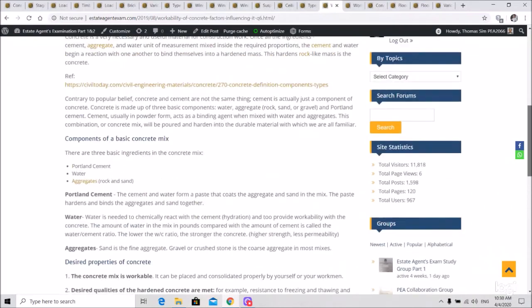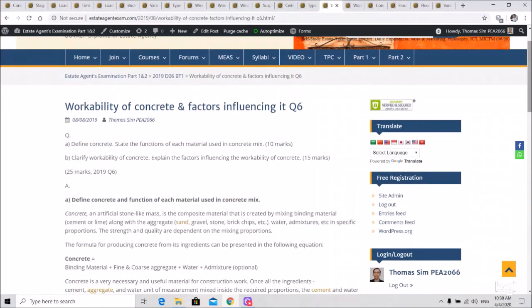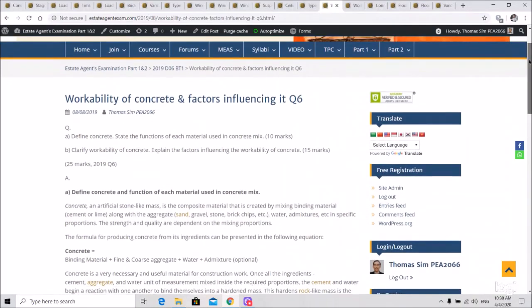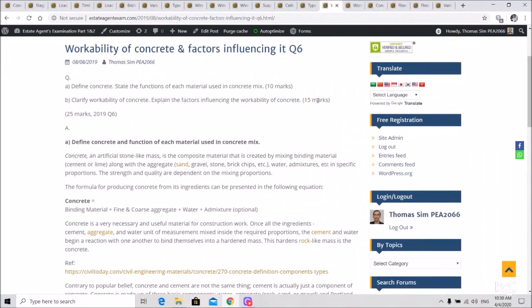Okay, then not to do further explaining for the ceiling, we move on to question number 6. Question number 6 asks to define concrete and state the function of each material used in the concrete mix. Clarify workability of concrete. Explain the factors influencing workability of concrete. Again, this is a standard repeat of past year. And in fact, building technology has a lot of repeats from past years.